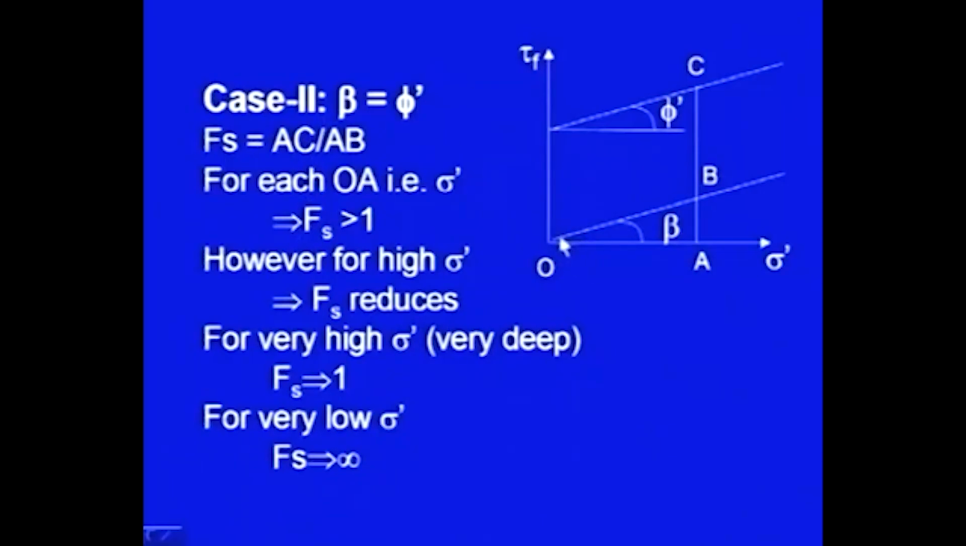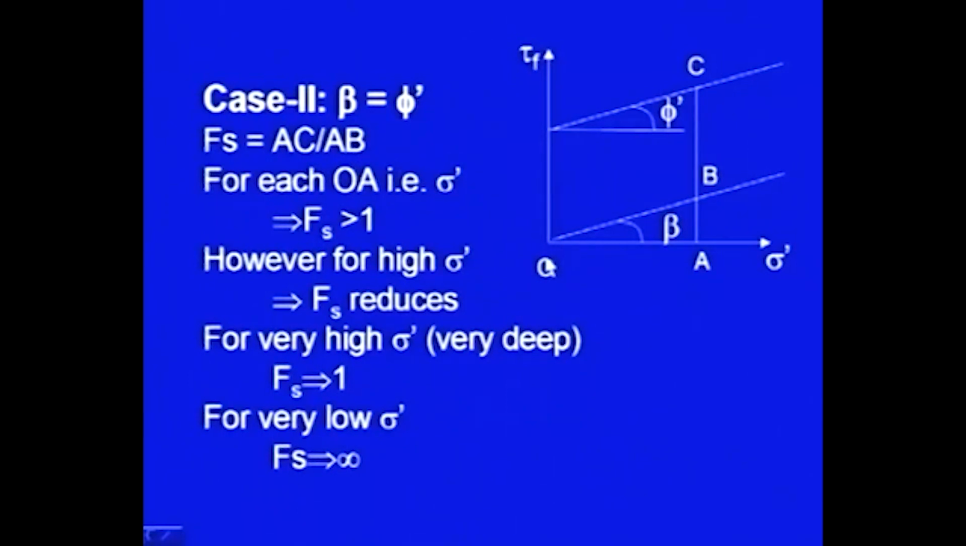The relationship between beta angle and phi angle, and here again this beta angle shows the inclination of the slope angle, and this is the phi dash. We can again get this expression that factor of safety is equal to AC upon AB. This point is A, this point is C. The factor of safety with respect to shear strength will be equal to this much ratio.